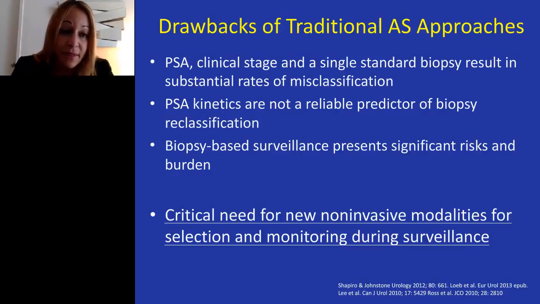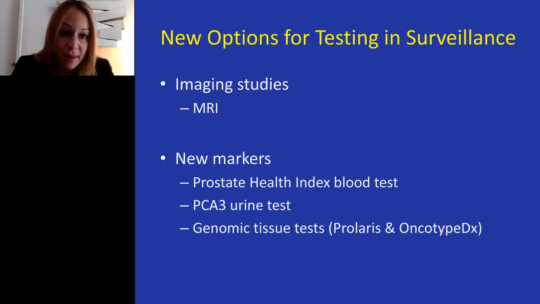So all of this has set the stage for a critical need for better ways for us to actually do active surveillance, non-invasive ways to try to monitor patients during active surveillance. So what are some of the new testing options that we have in active surveillance? One of them is to use imaging, such as MRI, as a way to check if there's a significant cancer present. There's also some new marker tests that have been studied in active surveillance, including the Prostate Health Index blood test, the PCA3 urine test, and some tissue tests called Prolaris and Oncotype DX.